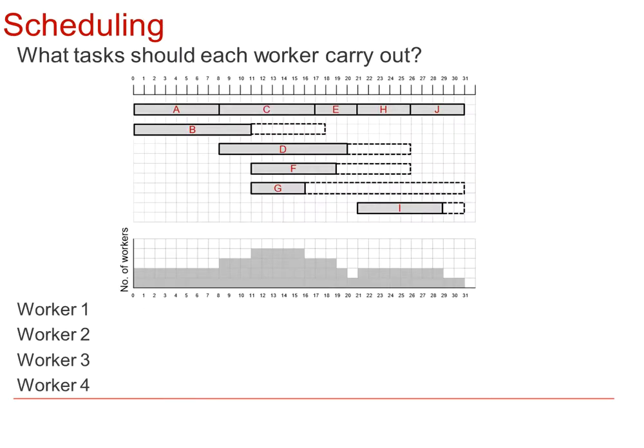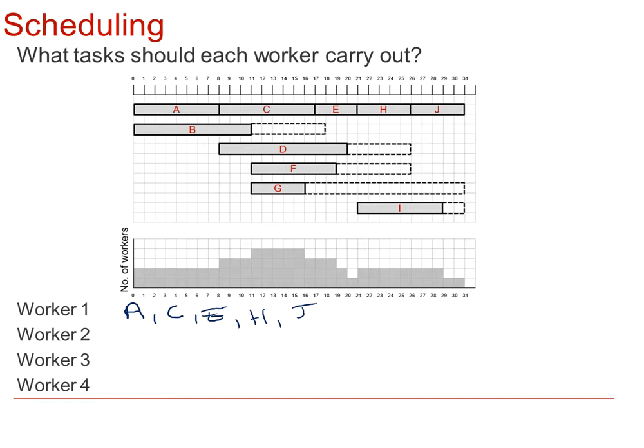So from the resource histogram, we could see that we would need 4 workers for the project, because at times on the project we needed 4 workers. So let's think about what tasks we would give each of those workers based on the assumptions in the previous slide. So I'm going to give worker 1 all the critical activities. So A, C, E, H and J, because I'm assuming no breaks, and so that person will just work straight along from 0 to the completion time.